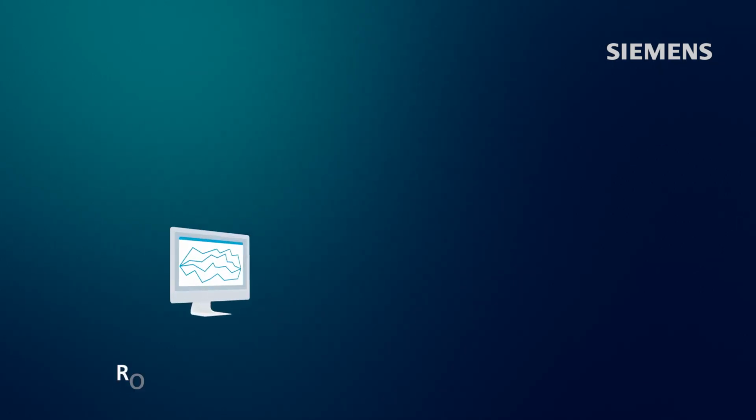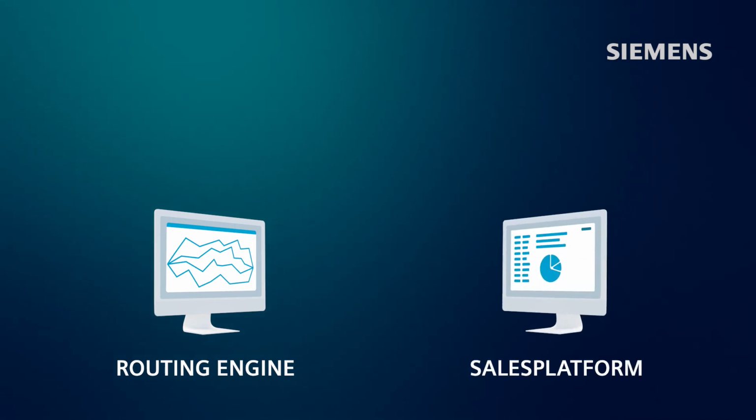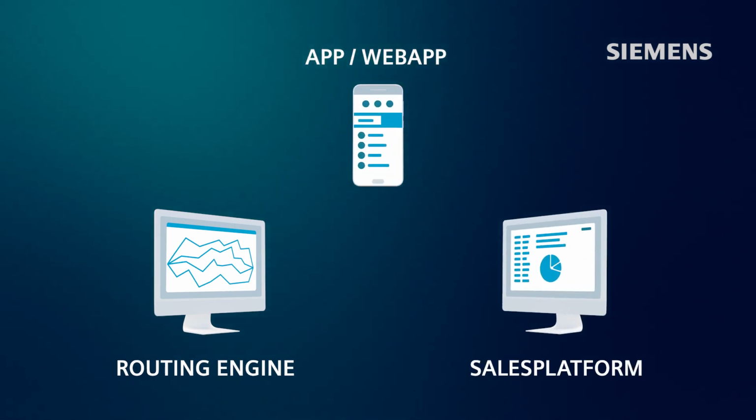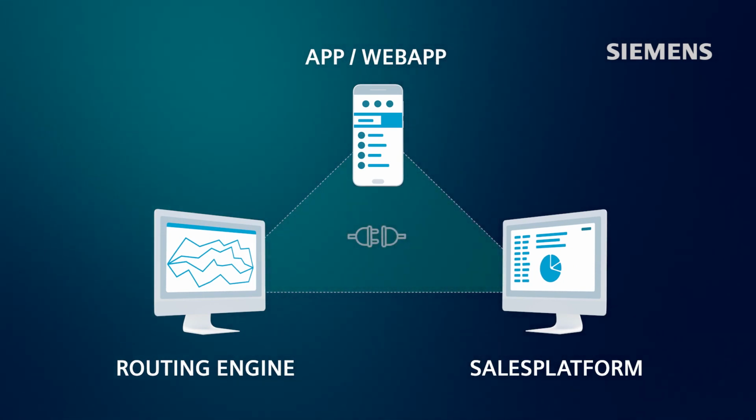Our MaaS solution consists of three main components: the routing engine, the sales platform and the end-user app that sits on top of it all. These three components are interconnected and enable passengers to plan, book and ride in one app and with one account. In this video, my colleagues and I will give you a brief overview of each of the three components.